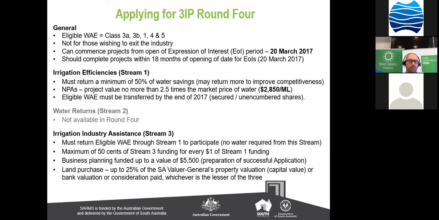Dollars per megalitre is not the only consideration that we have in the competitiveness process, and I'll go through that a bit more down the track. And you'll see all the activities against these outlined within our guidelines. So we really do ask that you go and have a look at our program guidelines for round four, which are available on the website.